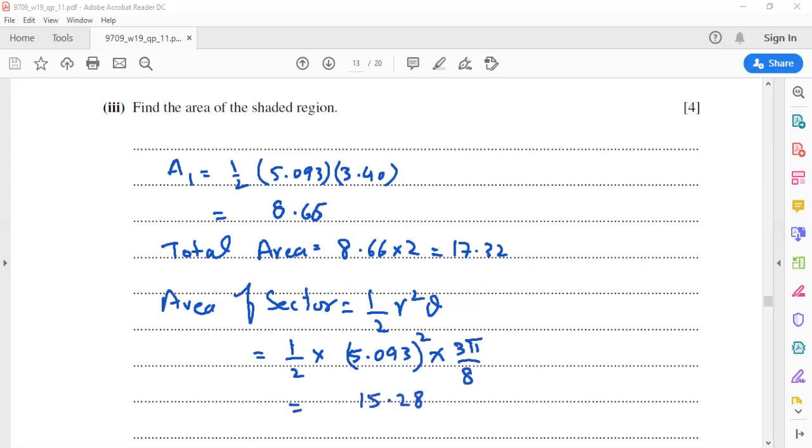When you simplify this, we get 15.28. And if you see the shape, this is the white area. If we are looking for the shaded area, we subtract this white area from the total one, that is 17.32 minus 15.28. If we simplify it, this is 2.04 square units. So these are the 4 questions.